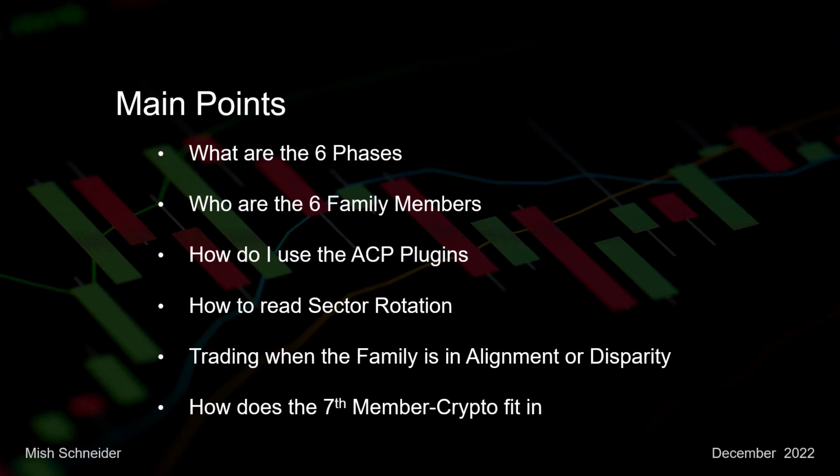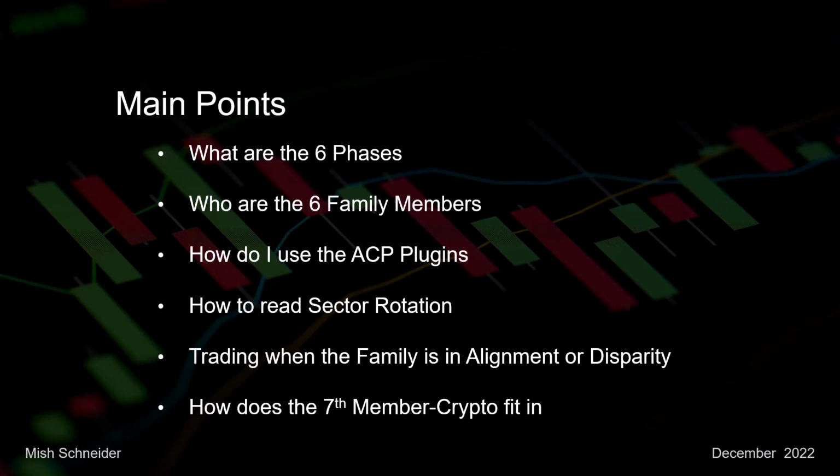I wrote a book called Plant Your Money Tree, A Guide to Growing Your Wealth. In that book, I talk a lot about the 6 phases, and I also apply them to the 6 Economic Modern Family members. As you'll see when we get to the stock charts, we use ACP plugins to help us with our analysis. Also, of course, understanding how to look at the phases and the family members, which are what we're going to focus on, we can get a sense of sector rotation and how to trade that.